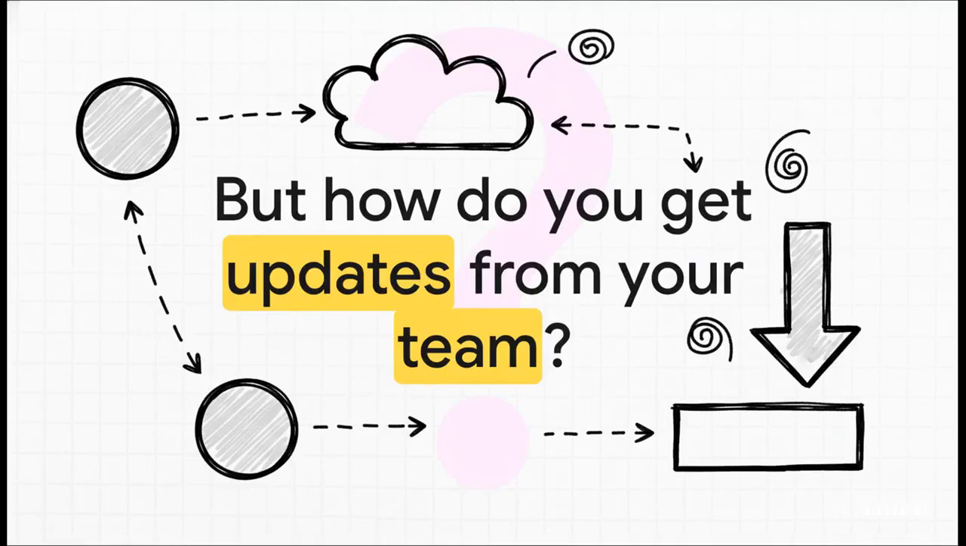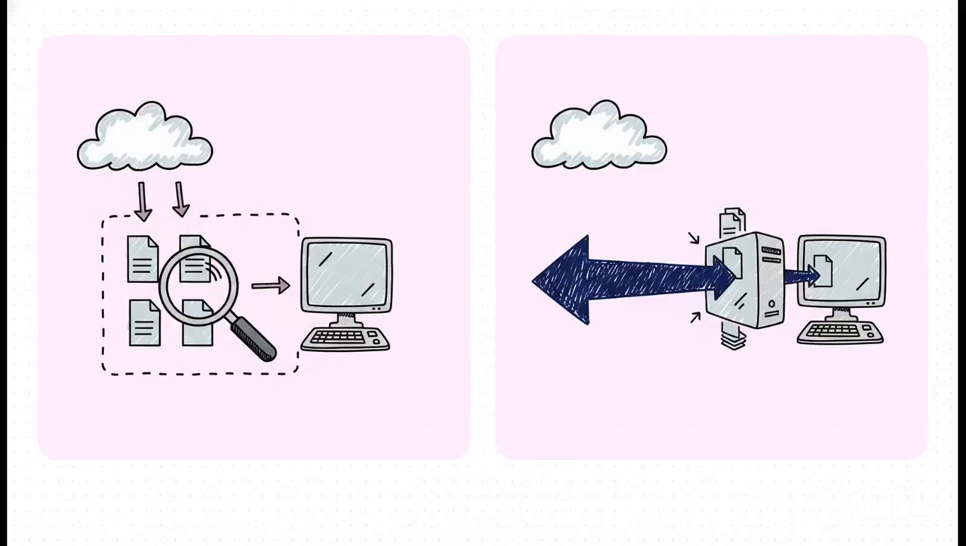Of course, collaboration is a two-way street, right? While you've been busy working on your feature, your teammates have been pushing their own changes up to that remote repository. So how do you get all that good stuff down to your machine so you can be sure you're working with the latest and greatest code? And this brings us to a really important difference between 2 commands, git fetch and git pull.